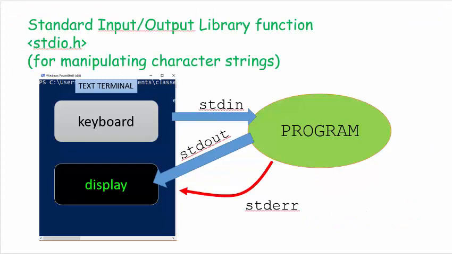The next set of string functions, or functions related to strings or character strings, comes from the standard I/O library, which we're already using and which you've been using since day one. Why? The keyboard is our standard input device that goes to our program. The display is our standard out, and there's also standard error, which we're going to talk about a little later in the video. And we get all of this through a text terminal, so that's my little graphic. So let's talk about what functions we can get with standard I/O that we haven't already talked about.